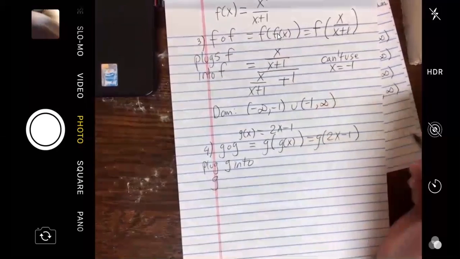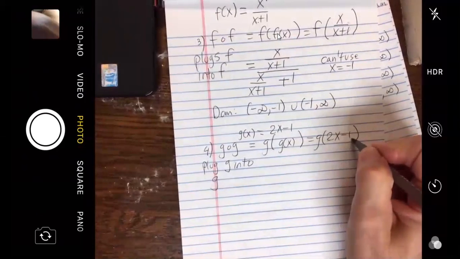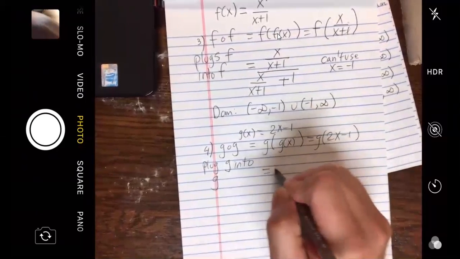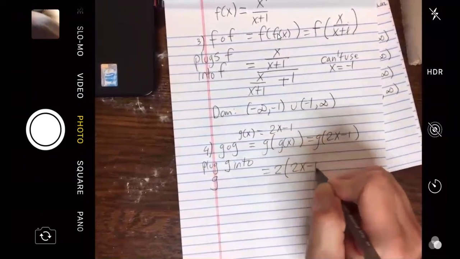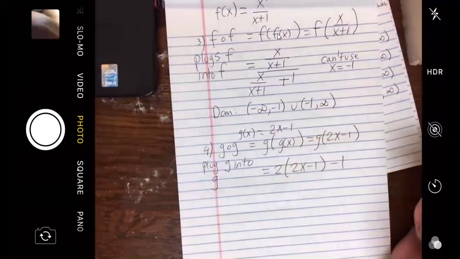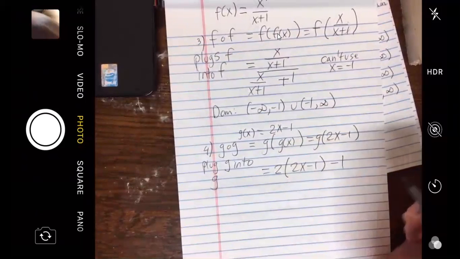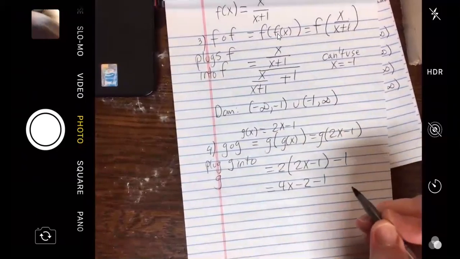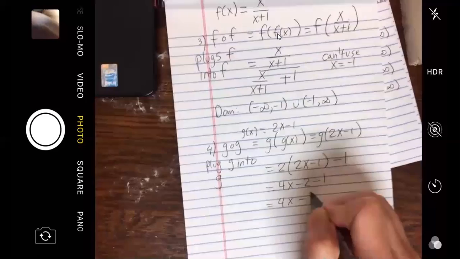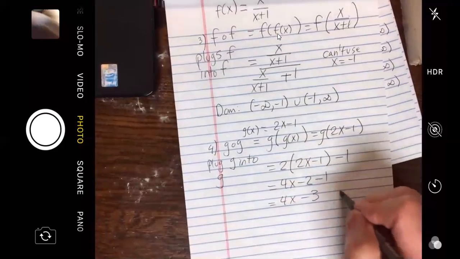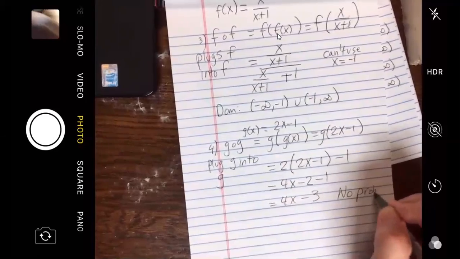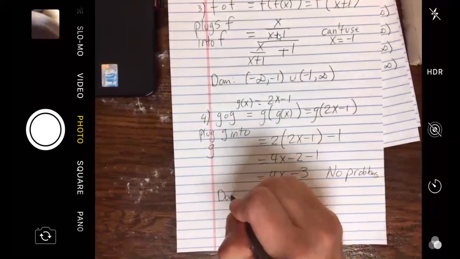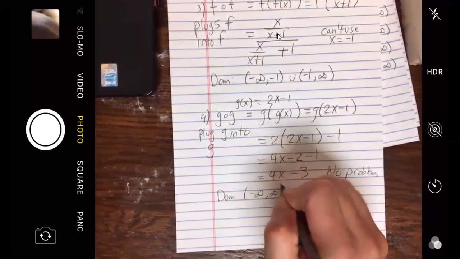And I'm going to plug the 2x minus 1 where that x is. So it's going to double it, subtract 1 twice. 2x minus 1, subtract 1. 4x minus 2, subtract 1. 4x minus 3. This has no problems. No square roots, no fractions. Domain, -infinity, infinity.